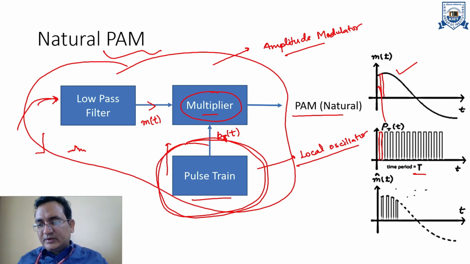And when 0 voltage is multiplied with m(t), you will get 0. Again, let us suppose this is 1, so when you multiply this 1 with m(t), you will definitely get 1 times m(t). So for those durations where the pulse voltage is not 0, you will get your m(t), and when the pulse voltage is 0, you will get 0. So this is how a natural pulse amplitude modulator works.